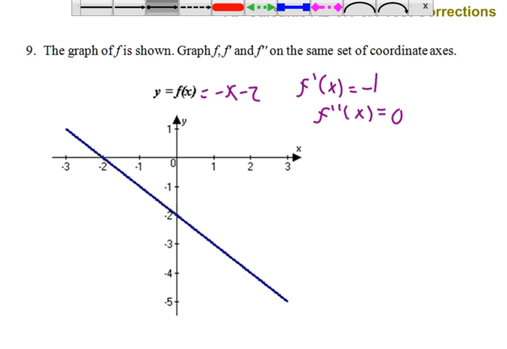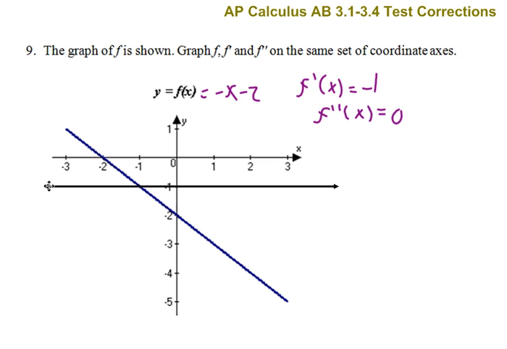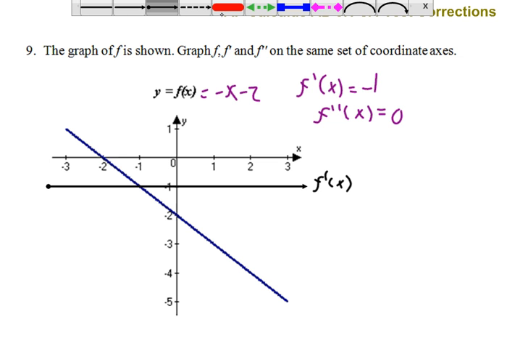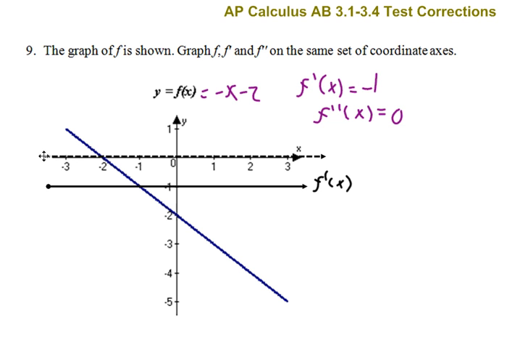So maybe I'll first graph y equals -1. Okay, so it's going to be this guy right here. And so that will be our f prime. And then if you want to do f double prime right here, let's see, maybe I could use this cool dotted line right here. That would be this guy right here. That would be our f double prime.